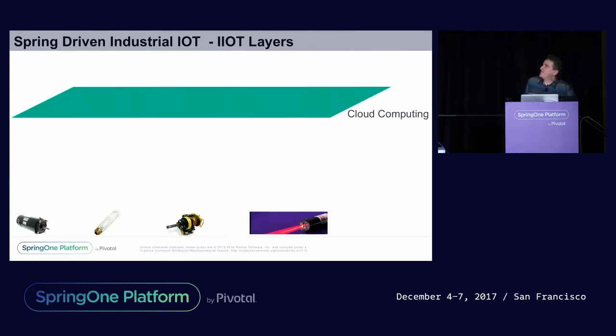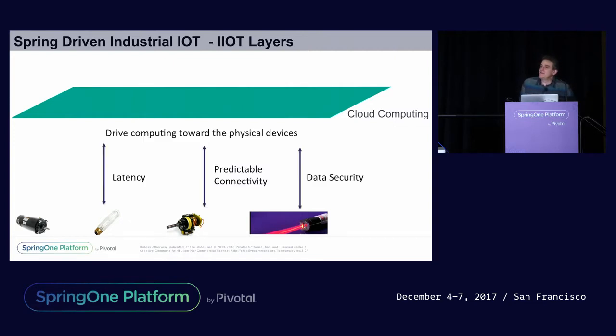Where does that fit in a typical IoT layer? Arguably, you could say that at the cloud computing layer, there's a lot of vendors out there that make IoT libraries available to you. But there are some issues of the cloud environment directly controlling devices themselves. So what we want to do is try to drive the computing as close to the physical devices as possible. That way we don't have to worry about latency issues, bad connectivity, and pirates out there trying to steal the data from the devices themselves.